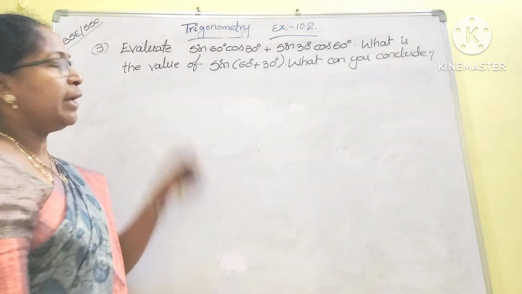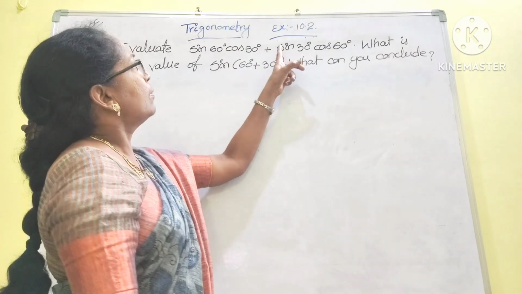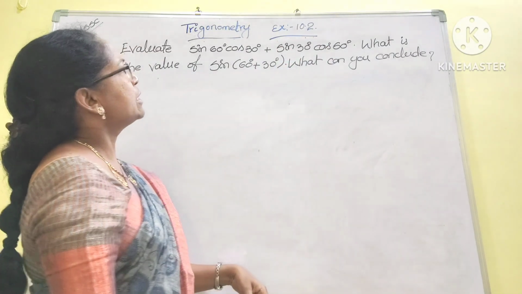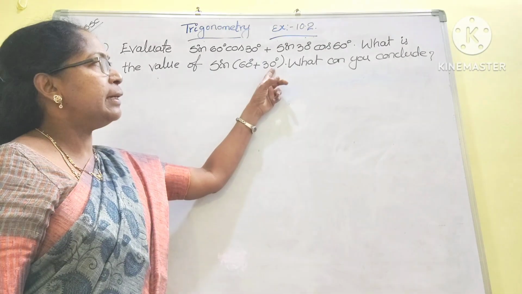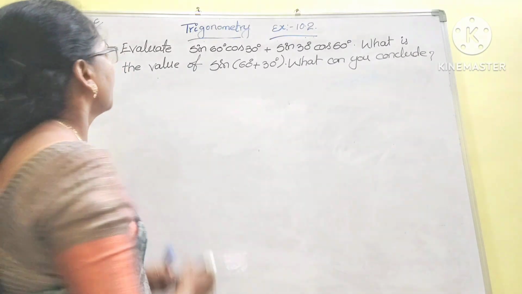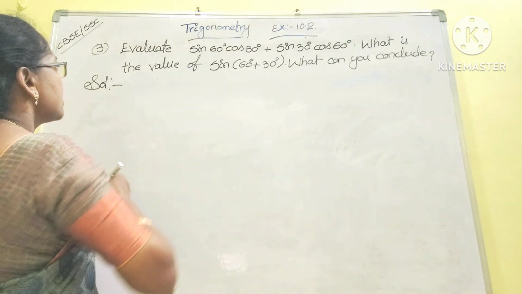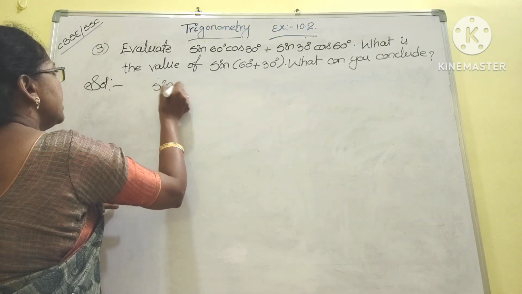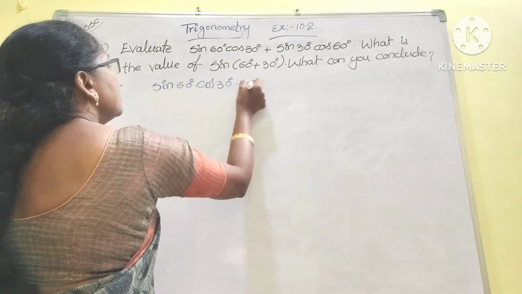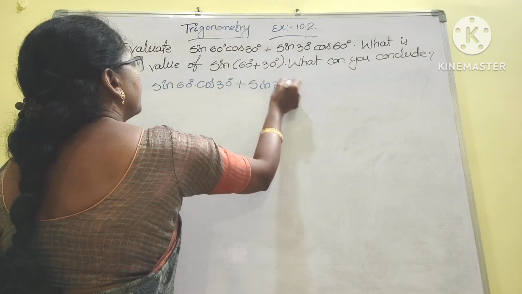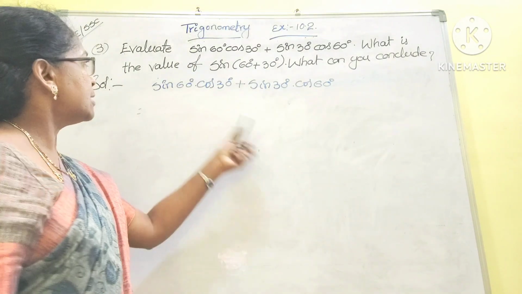Next, third question. Evaluate sin 60 degrees into cos 30 degrees plus sin 30 degrees into cos 60 degrees. What is the value of sin of 60 plus 30 degrees, and what can you conclude? That is the question. So in this, what you have to find out? Evaluate sin 60 degrees cos 30 degrees plus sin 30 degrees cos 60 degrees. First you have to find out this value.